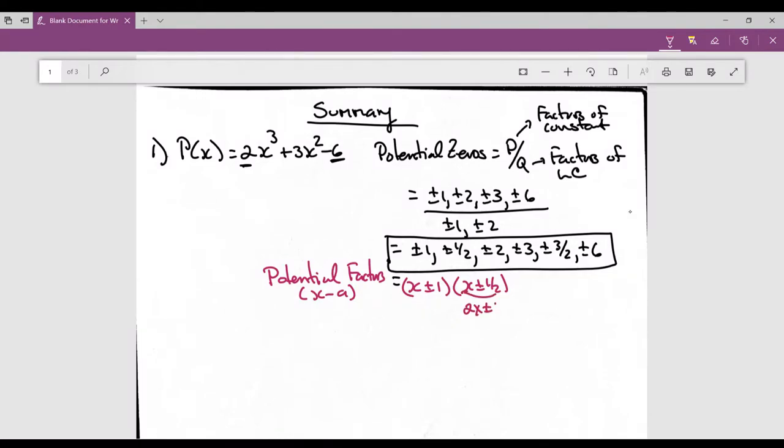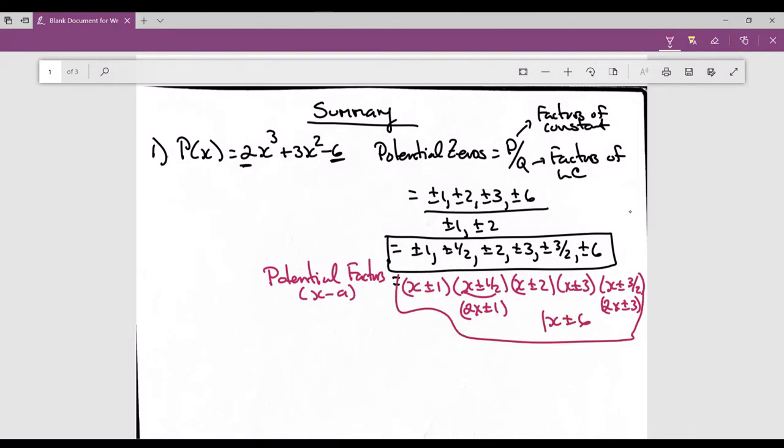X plus minus 2, x plus minus 3 over 2, which again, no fractions, so the 2 moves up, so 2x plus minus 3, and then x plus minus 6. These are your potential factors. Alright, so definitely be aware of how to answer a question like that.